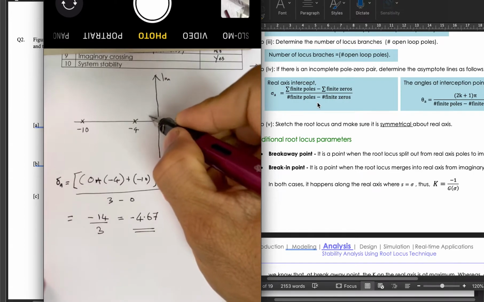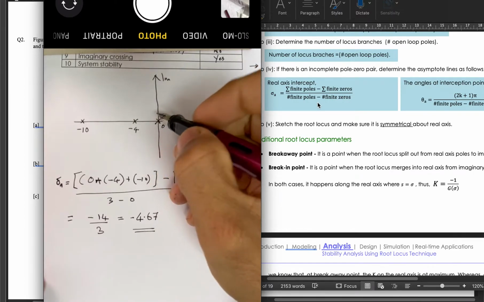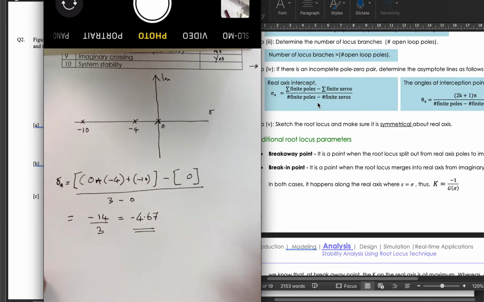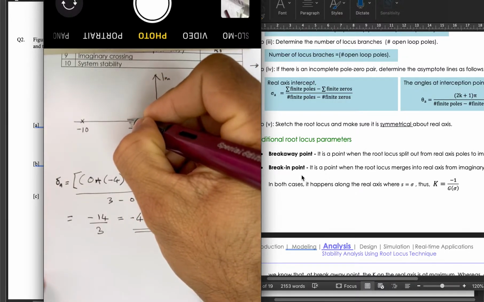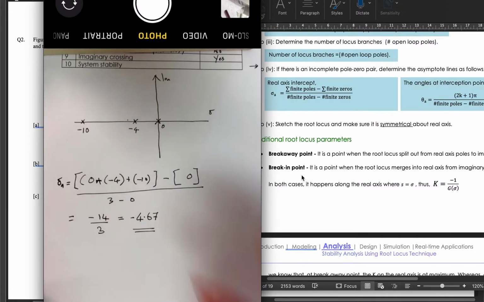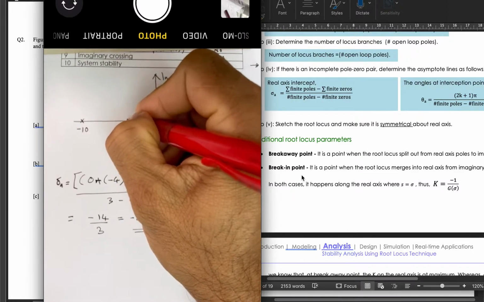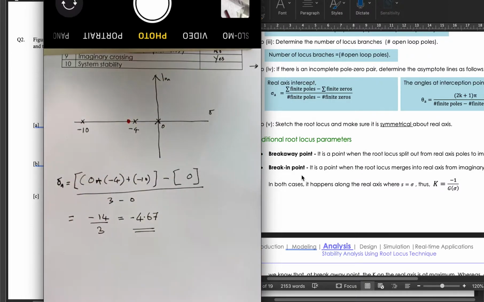So we can actually place it somewhere at minus 4.67, between 0 and minus 14, which is somewhere here, right? I'll use the red pen, somewhere there. Okay, there's the point. So now we need to find theta 1, theta 2, theta 3.